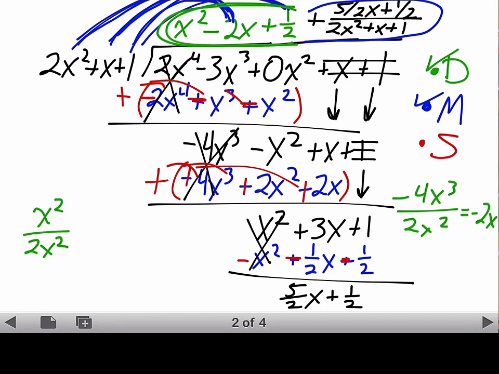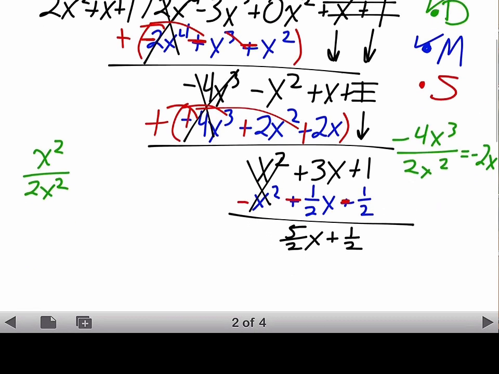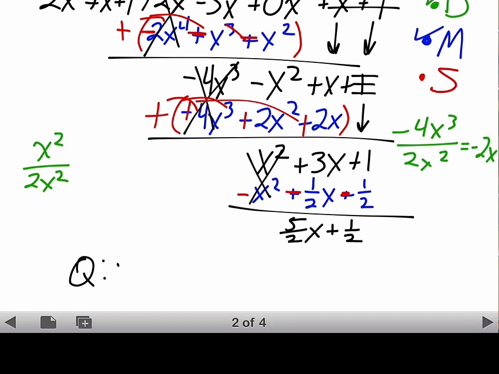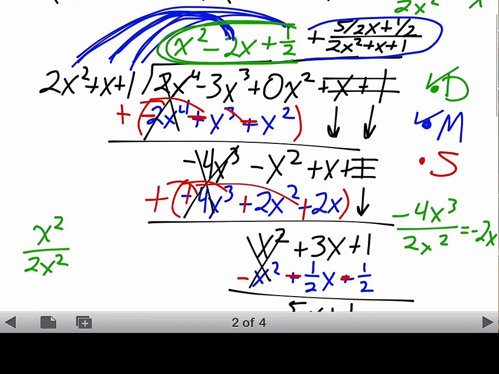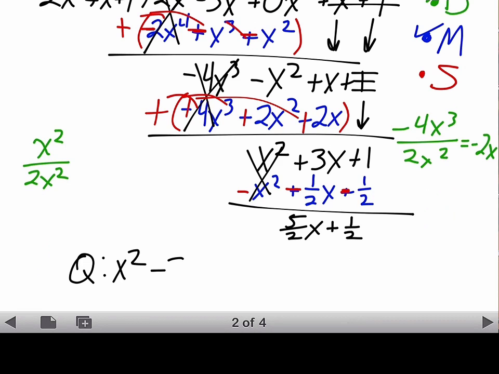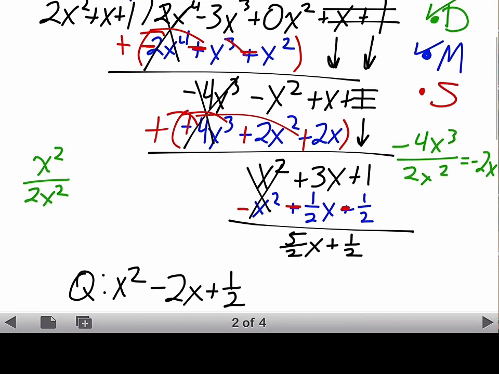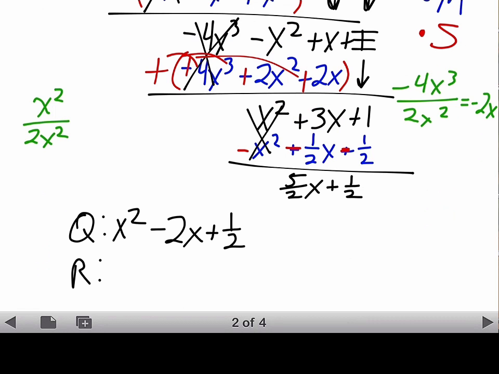Depending on what we are asked to answer, we have different ways we might express this result. For instance, if I'm asked for the quotient and the remainder, well, the quotient is x squared minus 2x plus 1/2. The remainder is 5/2 x plus 1/2.